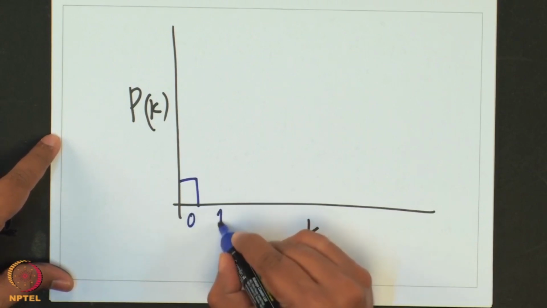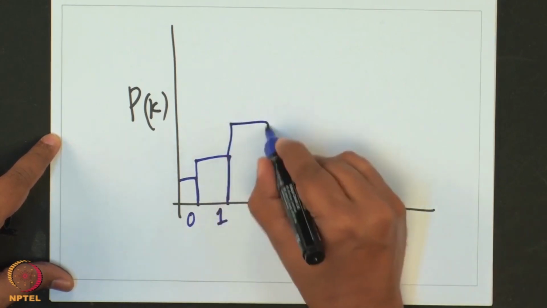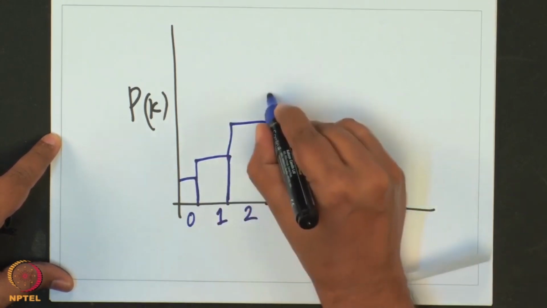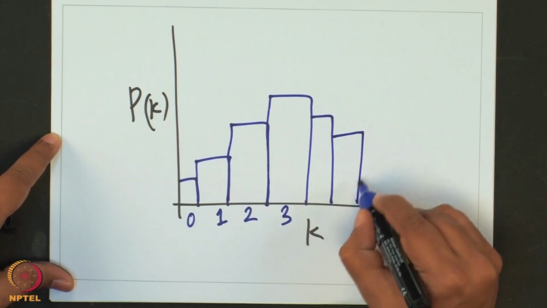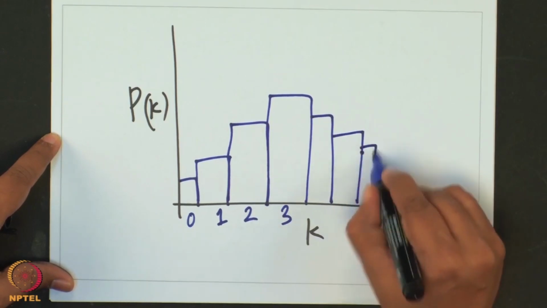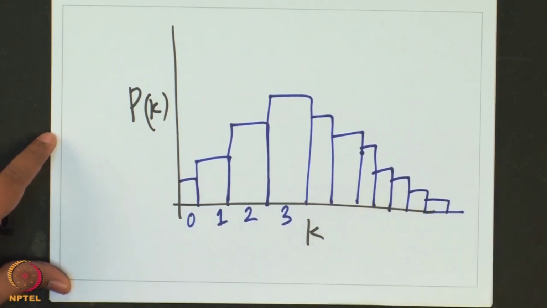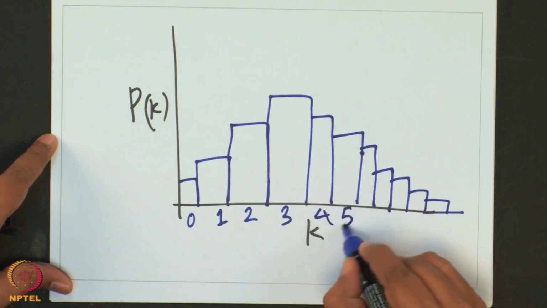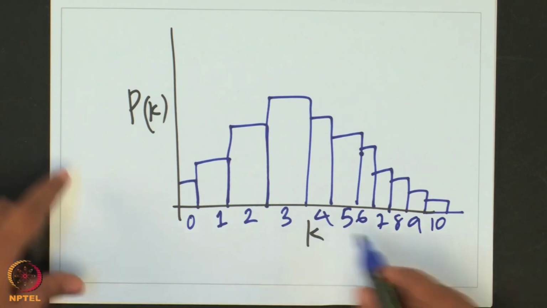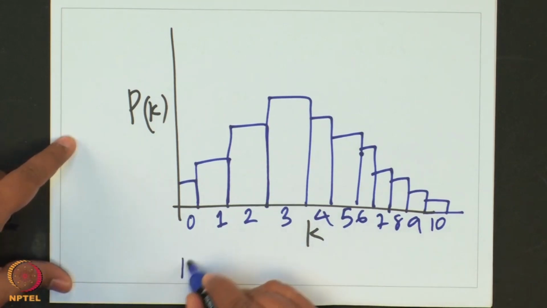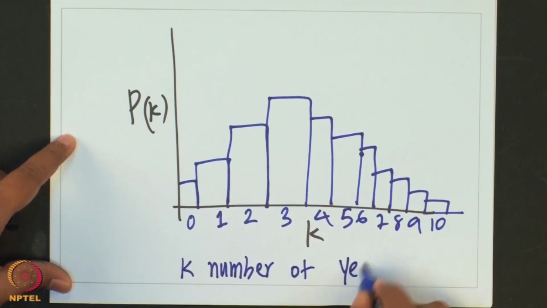How many times you got 1 yes answer? How many times you got 2 yes answers? 3 yes answers? 4 yes answers? 5, 6, 7, 8, 9, 10. So this is 0, 1, 2, 3, 4, 5, 6, 7, 8, 9, 10. These are different numbers of yes answers. So k is the number of yes answers.